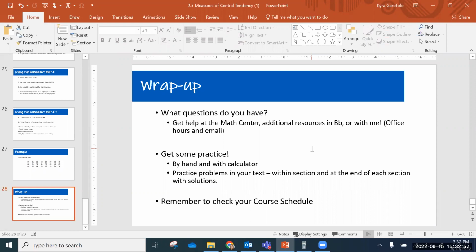And remember, you have tons of practice problems at the back of each section and also throughout the sections in your text. Remember to check your course schedule for any assignments and tests. We're getting close to the end of a unit, so you know what that means. And if you have any questions, remember to reach out.